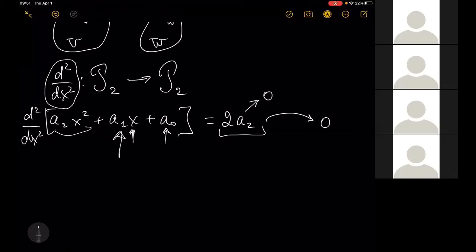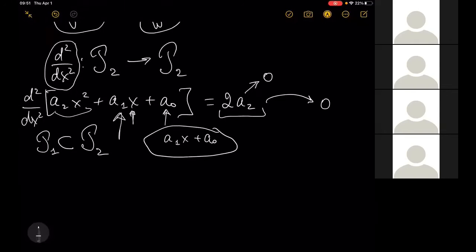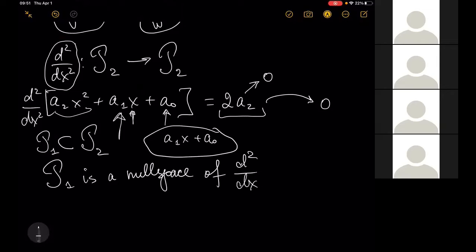So would it be all polynomials of a1x plus a naught? Right? Polynomials of degree 1, which is a subspace of polynomials of degree 2, right? So all of them form the null space. So P1 is the null space of d2 by dx squared. Right? Is it clear or not? Any questions?